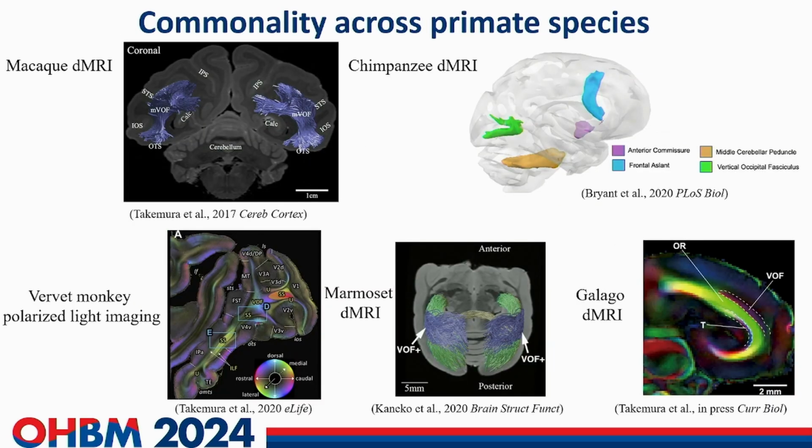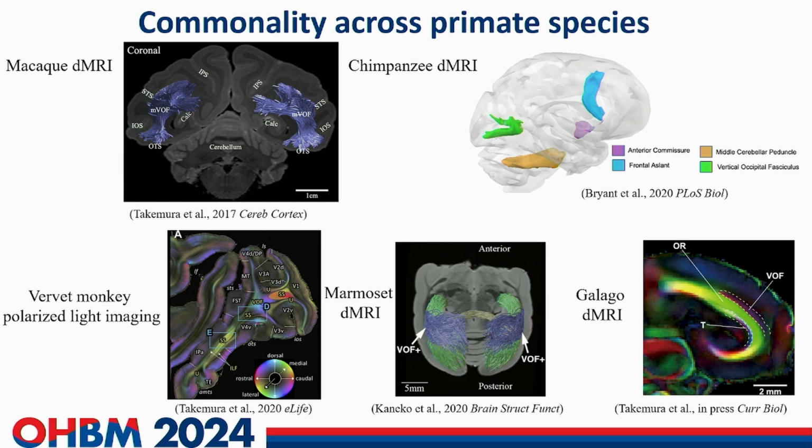So later, I think our service or a couple of other groups as well tried to measure the commonality of this pathway connecting dorsal and ventral visual cortex across different animals. Then we can see some nice representation of VOF in macaque diffusion MRI data, chimpanzee and marmoset as well.